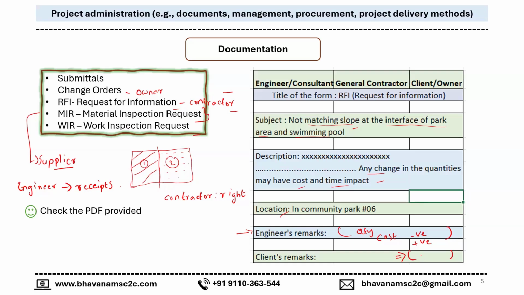So what you're going to do is raise a work inspection request to an engineer saying that I completed this so and so activity in so and so location. Please come and check on the site in order to approve the work which I did. And accordingly, the engineer or consultants will be at the site the next day to check the work that the contractor did on the site.